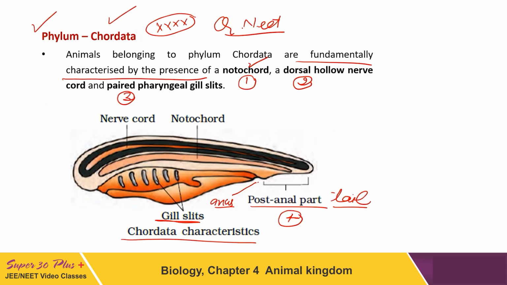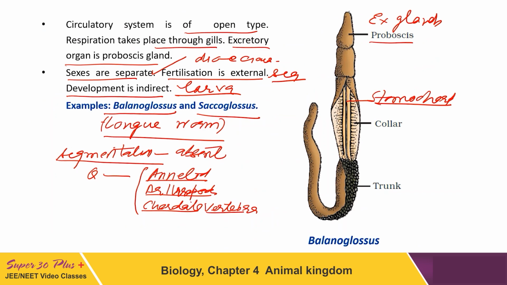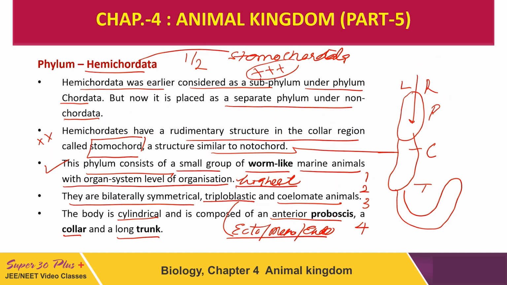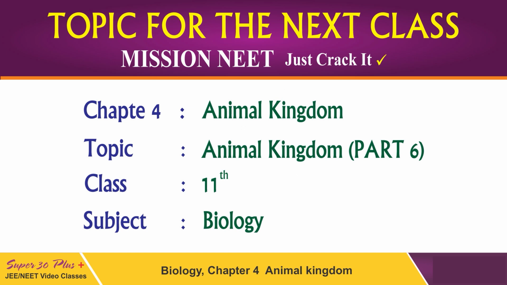Now in the same way, you can go a little back. Comparison between chordates and non-chordates. I told you 4 important characters of chordates. And now what is this? This is Hemichordata. It has a stomochord. Again an important question: the stomochord is not a notochord-like structure. It is present in the collar region. Is it okay? Thank you very much children. Thank you.